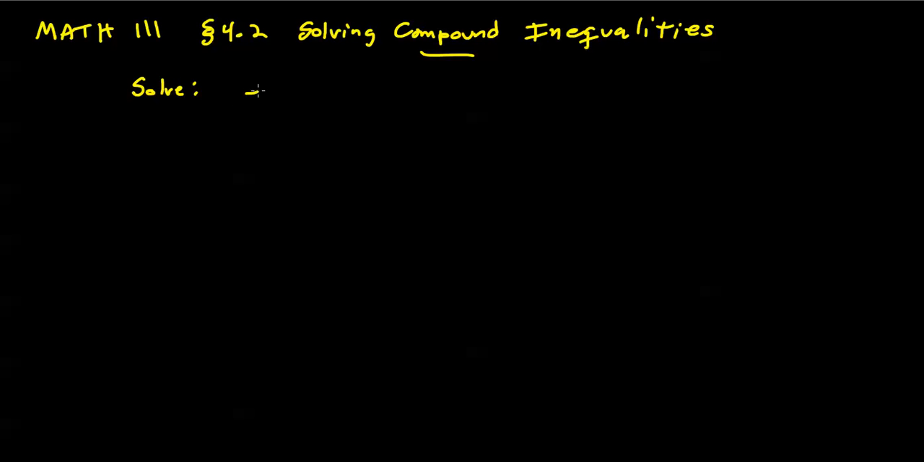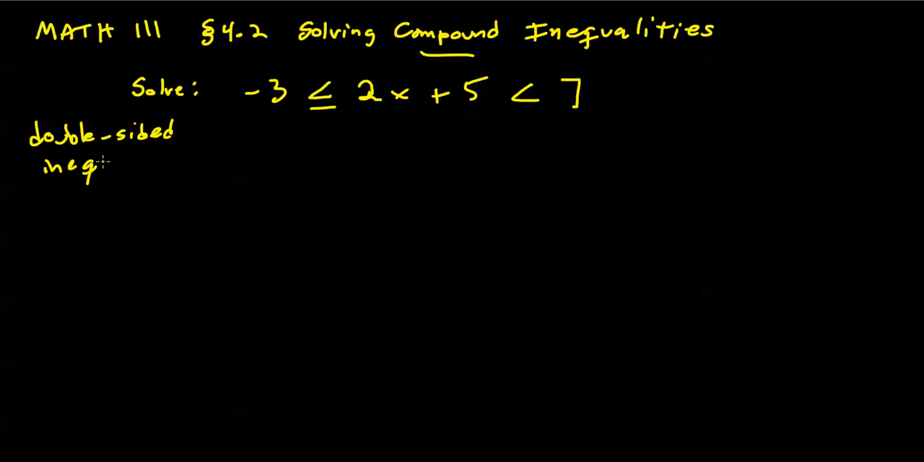if we are asked to solve this inequality statement, minus 3 less than or equal to 2x plus 5, which is in turn less than 7. Alright, this is what we call a compound inequality. In particular, this is a double-sided inequality for obvious reasons. And double-sided inequalities are really what we call AND statements.